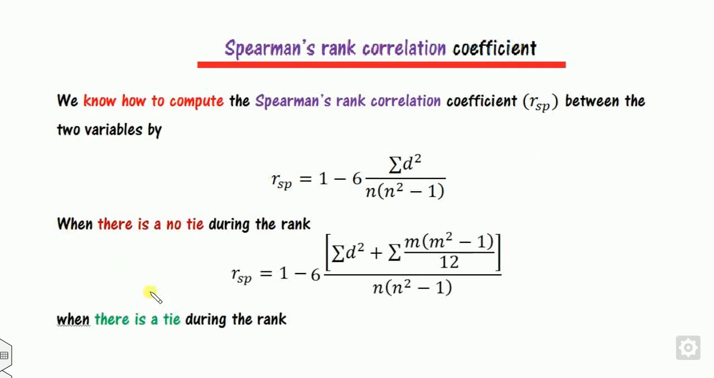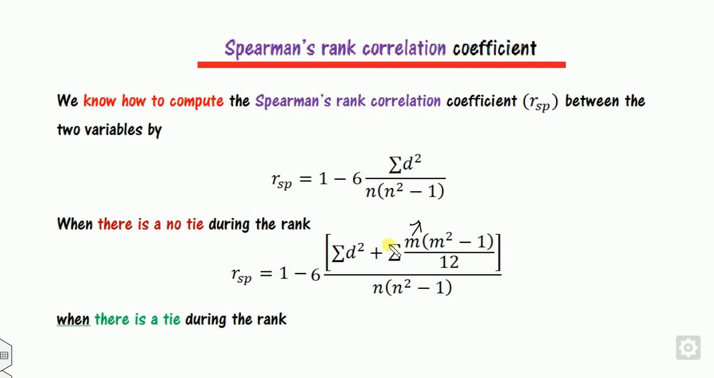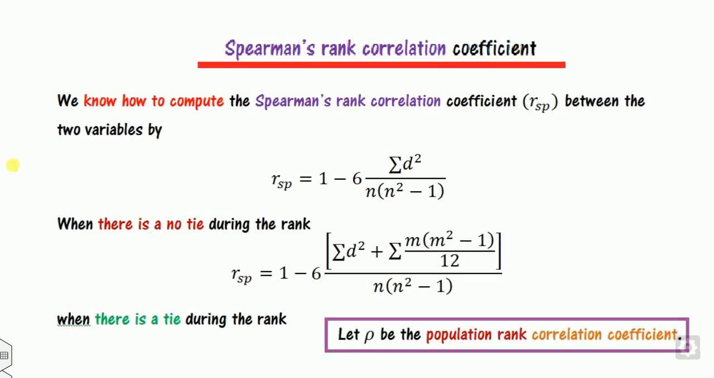When there is a tie, you can use this formula. What is m here? m is the number of elements repeated. In this particular example, 14 is repeated 2 times, so one m is 2, and then 17 is repeated 3 times, so the other m is 3. That is why there is a summation. So always remember, when there is no tie, you find the rank correlation by this formula, otherwise by this one. We will see this in the next couple of examples.